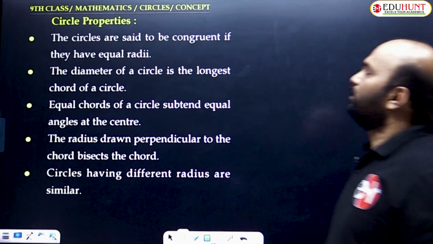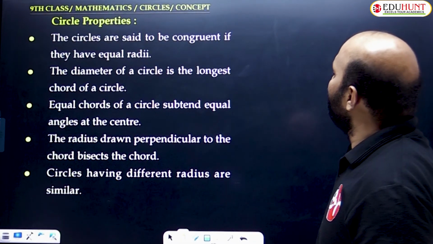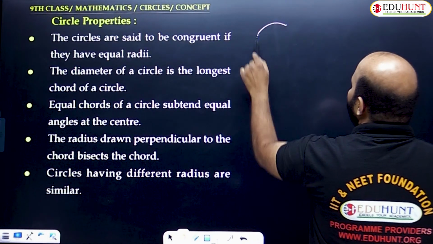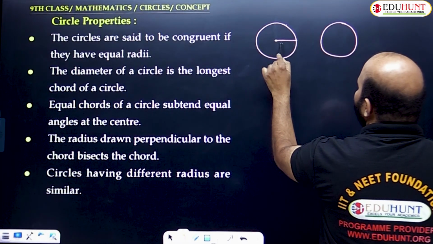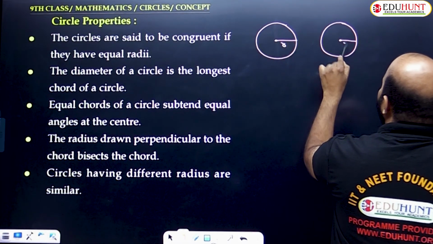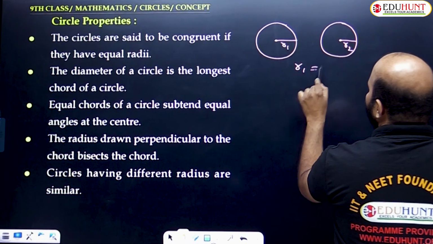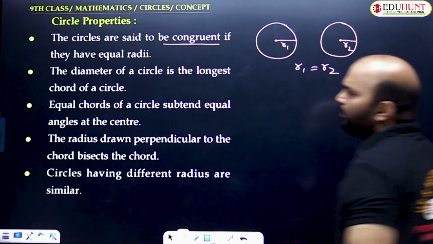Next one, circle properties. First one: circles are said to be congruent if they have equal radii. For example, let me take two circles. The radii of the first one and second one are equal. Here R1, here R2. So R1 and R2 are equal, so these two circles are congruent. This is a very important word.